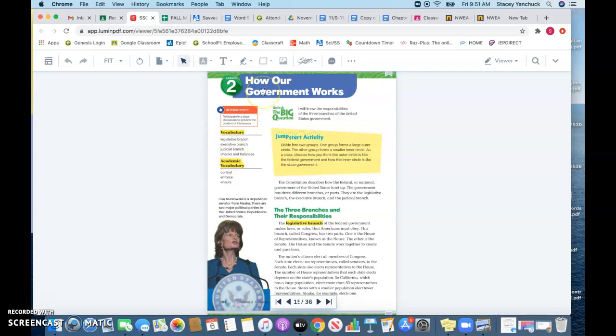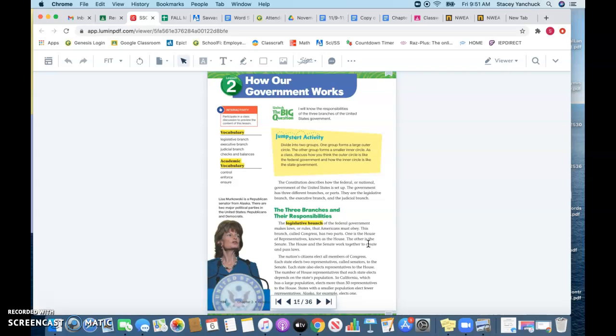So lesson 2, how our government works. When we're done reading this entire lesson, you should know the responsibilities of the 3 branches of the United States government. So we're going to start reading. The Constitution describes how the federal or national government of the United States is set up. The government has 3 different branches or parts. They are the legislative branch, the executive branch, and the judicial branch.